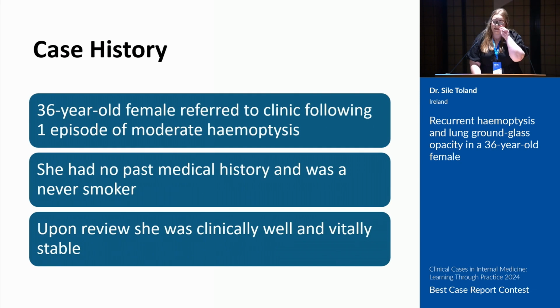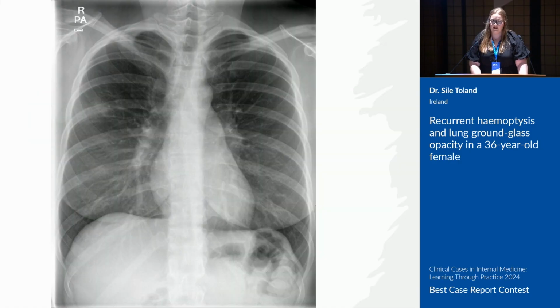When she was reviewed in clinic, she was clinically very well. Examination was normal, and she was vitally stable and was saturating normally on room air. Her GP had organised a chest x-ray at the time of the haemoptysis, and what we can see in that is just this ground glass opacity in her right upper lobe, otherwise normal.